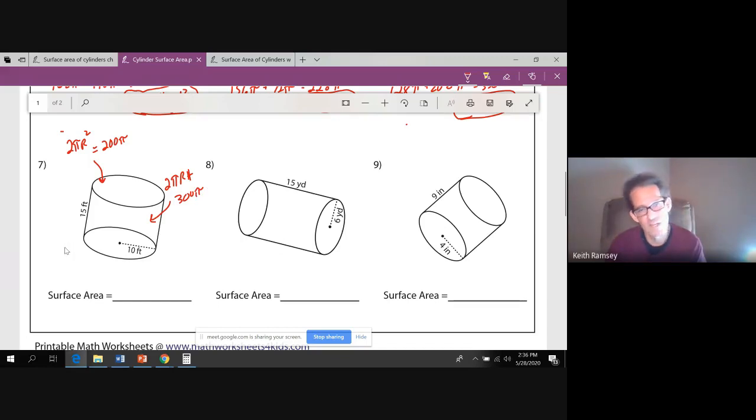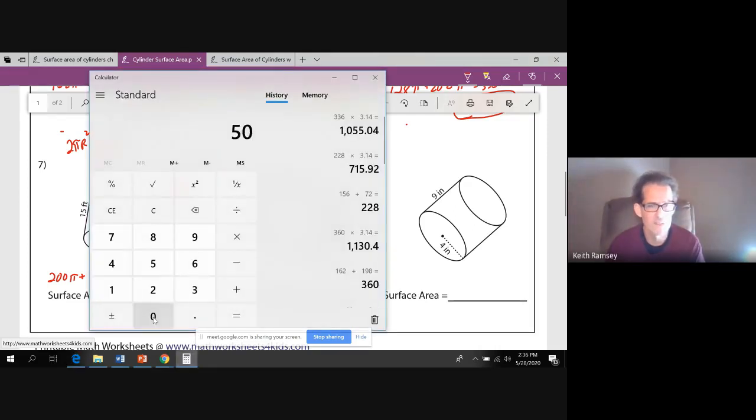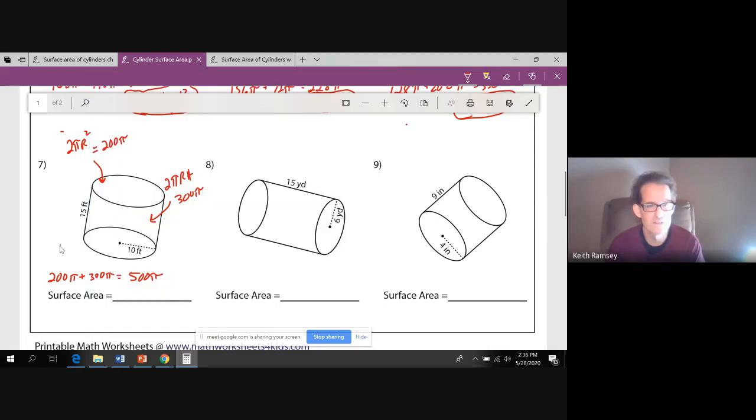Now I just simplify it by adding the lateral surface with the top and bottom. That would be 200 pi plus 300 pi is 500 times pi. Let's find out what that is with our calculator. 500 times 3.14 is a surface area of 1,570. 1,570 square feet is the surface area for number 7.